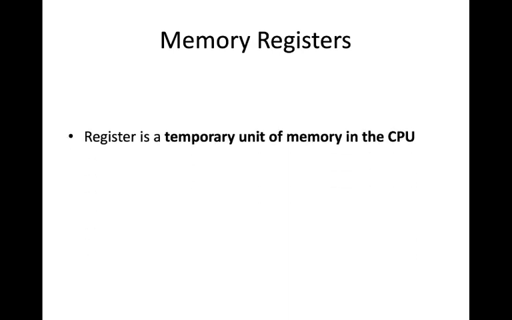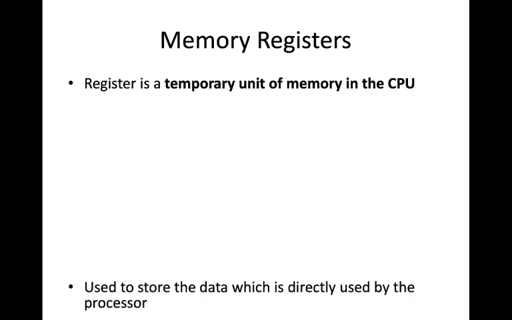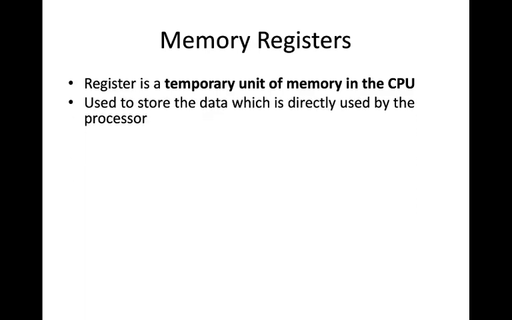Then the third thing inside the CPU is the memory registers. It is actually a temporary memory unit in the CPU. It is used to store the data which is directly used by the processor. Whatever data is being used by the processor will be stored in the registers. So whenever we give some instructions, the CPU divides the instructions into different parts. The data, the address, everything will be divided.